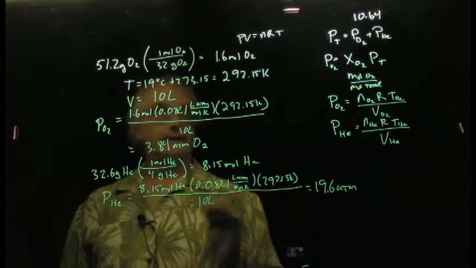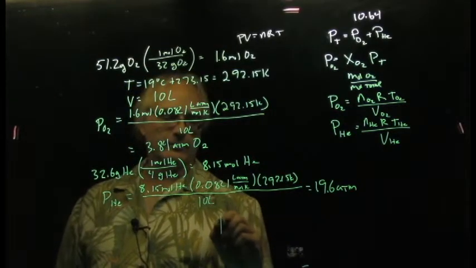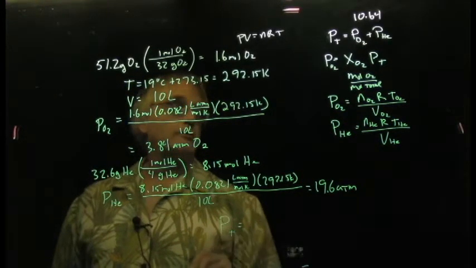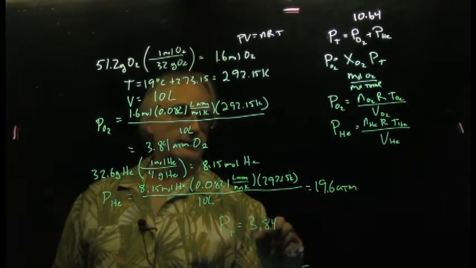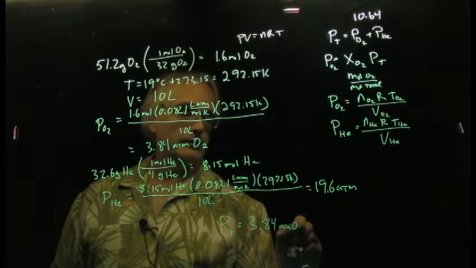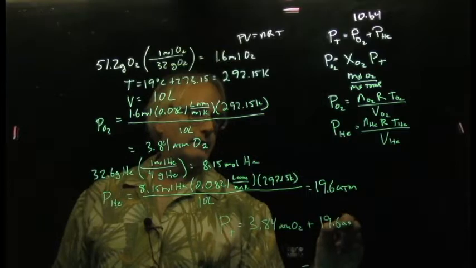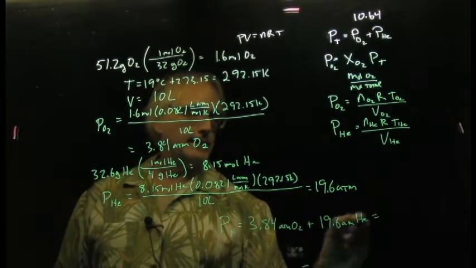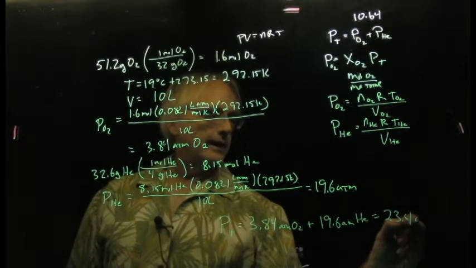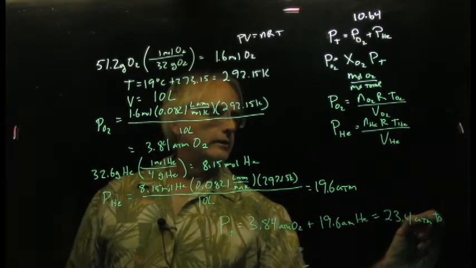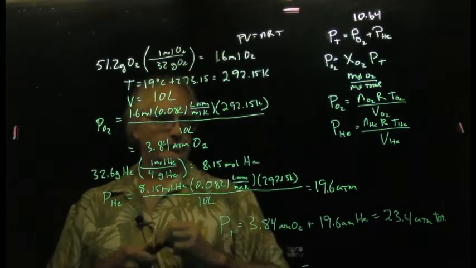Okay, so the partial pressure of the helium is a lot higher than the partial pressure of the oxygen. And then simply the total pressure, the last thing this particular problem wants, is really quite simple now. Partial pressure of the oxygen, 3.84 atmospheres O2, plus partial pressure of the helium, 19.6 atmospheres helium. And we punch that out on our calculators, 23.4 atmospheres total.